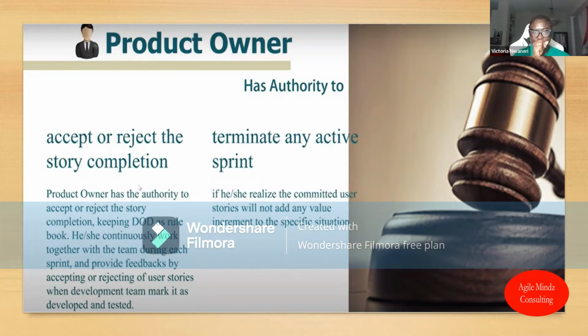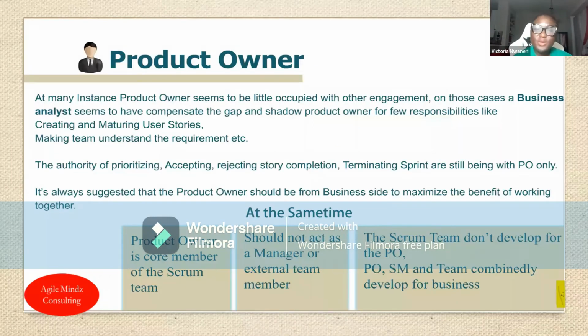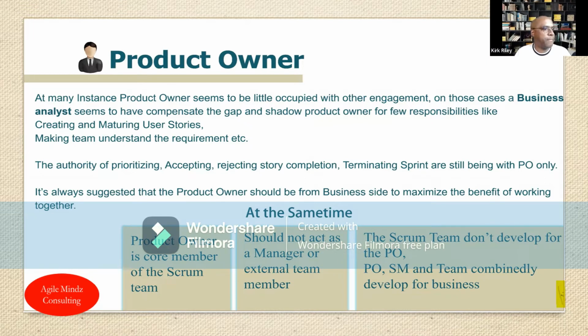Awesome. All right. So we go into a little bit more on product ownership, right? It says the authority of prioritization, accepting, rejecting story completion, terminating sprints are solely upon the PO, right? But of course, as Mr. Kirk just said, you definitely need the input of your team itself and definitely the stakeholders to be able to ultimately make that decision.